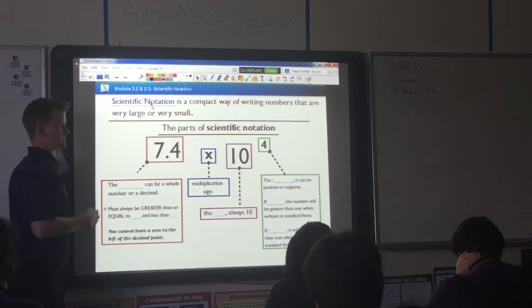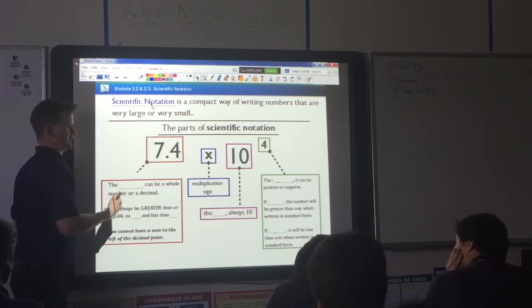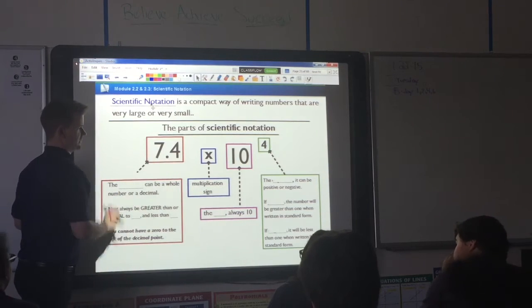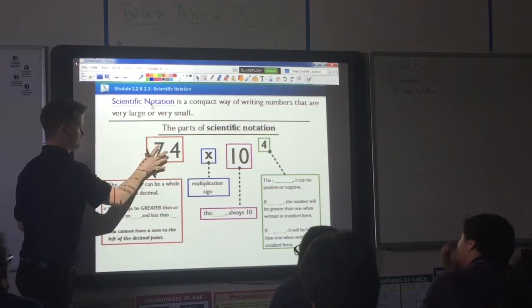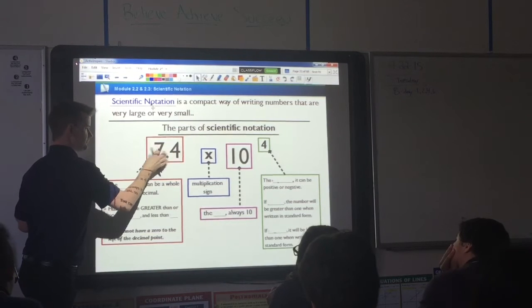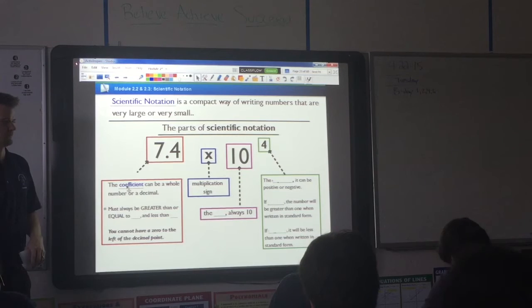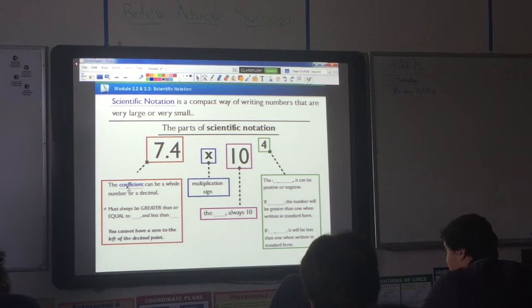When we write something in scientific notation, a lot of the things are the same. We're always going to have a multiplication sign, a base, and an exponent. We're always going to have this. First, the most important part of scientific notation, this is known as the coefficient. It can be a whole number or a decimal. Does not matter. This is a decimal. It could also be a whole number. It could just be 7.